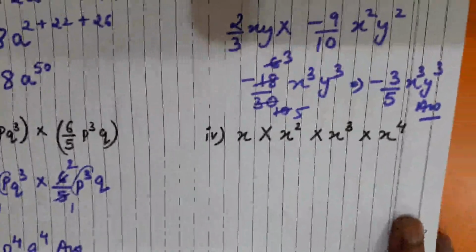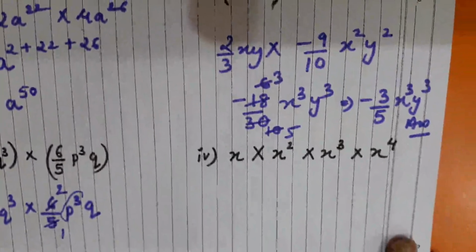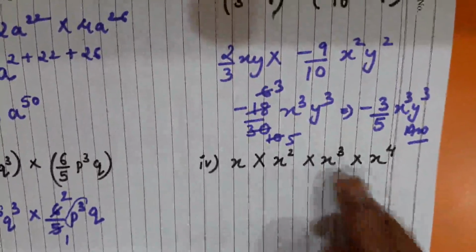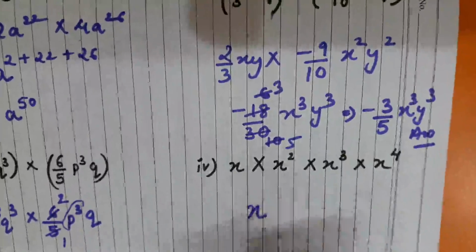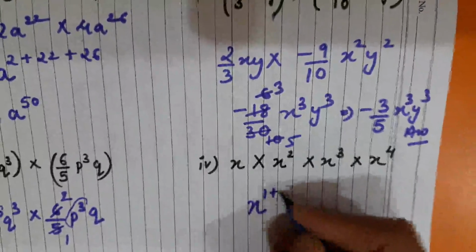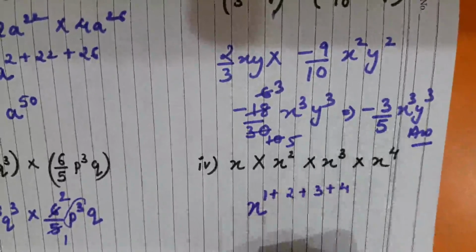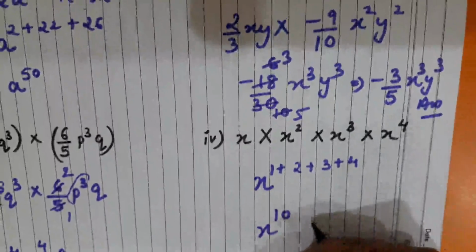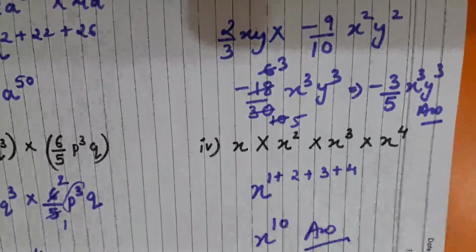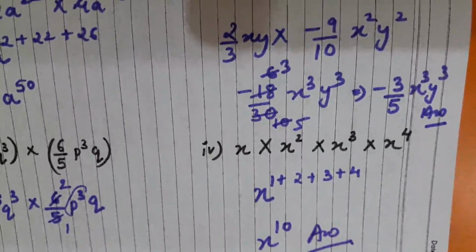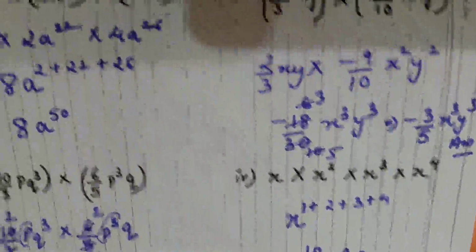Now the last question for today's video. All are having the same variable x, x square, x cube, x4. So you can write x one time, with powers 1 plus 2 plus 3 plus 4, 7, 8, 9, 10. So x to the power 10 will be your answer. Okay, so exercise 9.3 till question number 3 we have completed today.